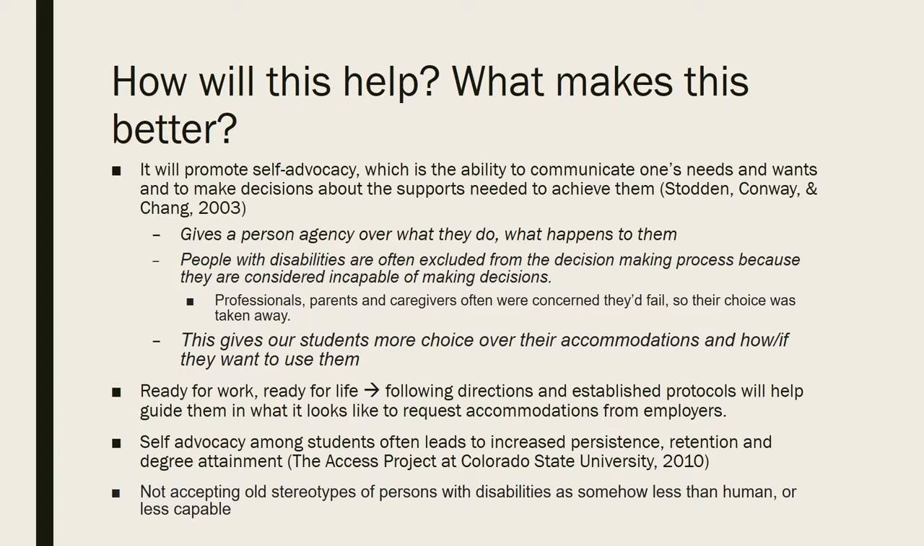How is this going to help, and what makes this better than the way things have been done in the past? This new process will promote self-advocacy among students with disabilities, thus giving the students agency over what they do, what happens to them, and how their accommodations are implemented. This will allow students to decide whether they want to use all their accommodations for all of their classes, or if they want to use select accommodations for select classes. It also will allow them to be better prepared for the workplace, and following established directions and protocols will help guide them in what it might look like to request accommodations from employers. Self-advocacy among students also often leads to increased persistence, retention, and degree attainment, which is something that we all want to see from our students.